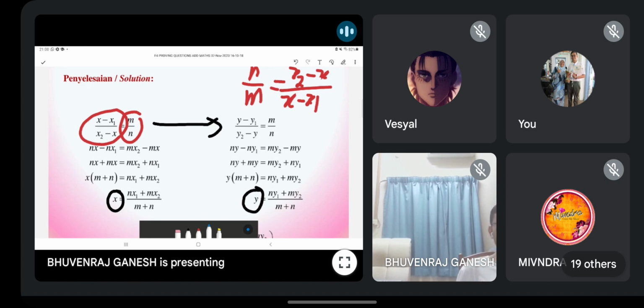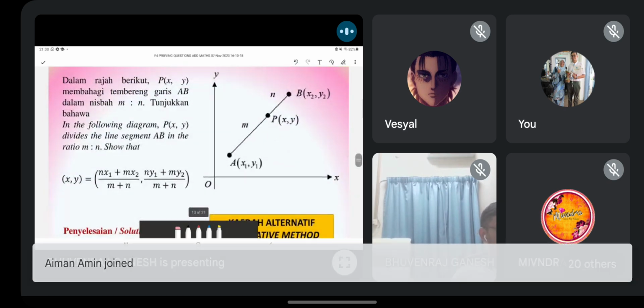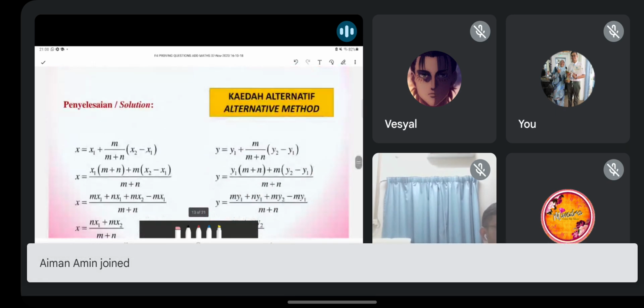Okay, very famous lah this one. I think it came out also in 2021 SPM. Okay, yang ni keluar this formula. Okay, so you all must know. So the next formula you all must know is this alternative method.